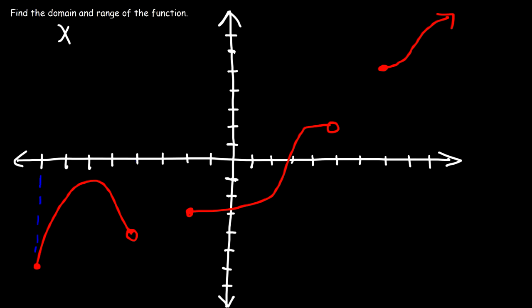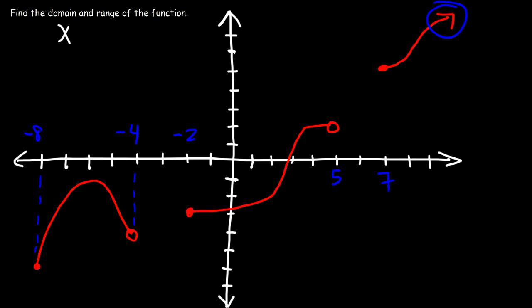is at negative 8. The next x value that I want to take note of, which ends this portion of the graph, is at negative 4. And then the second part of the graph starts back up at negative 2, and it ends at 5. Now the third part of the graph starts back up again at 7, and then we have an arrow, so it goes to infinity.